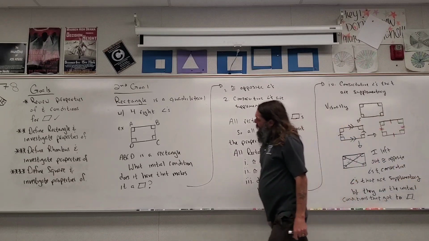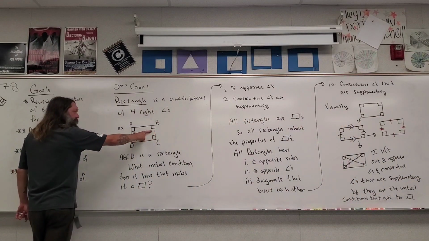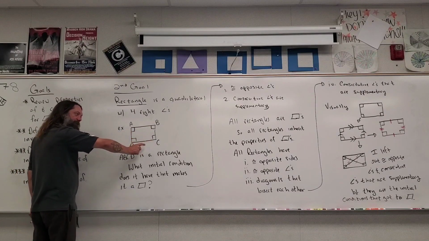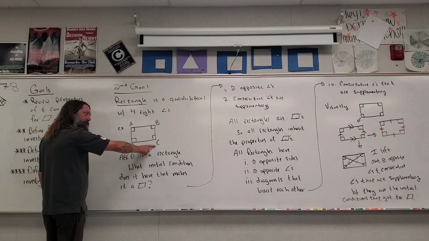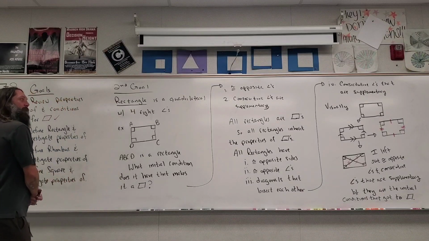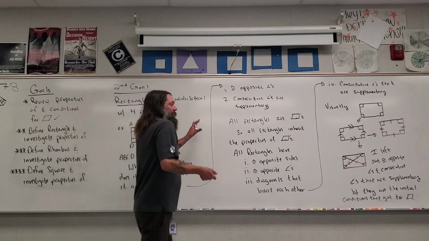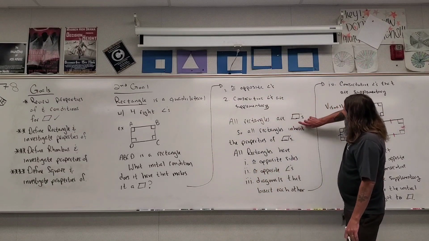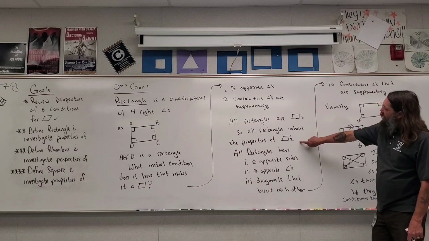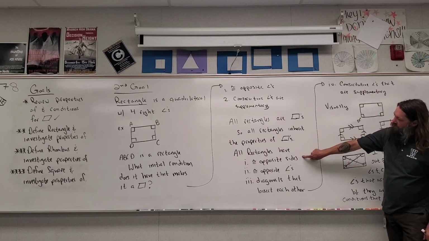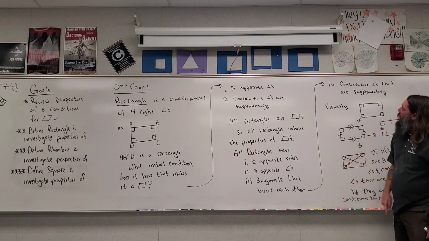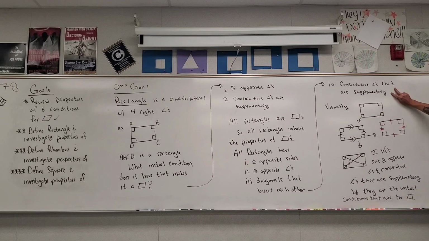So, angle A and angle B add to 180 since they're both 90 degrees. Angle B and angle C add to 180 because they're both 90 degrees. Angle C and angle D add to 180 because they're both 90 degrees. And angle D and angle A add to 180 because they're both 90 degrees. Right? So our rectangle is a parallelogram, and in fact, all rectangles are parallelograms. So all rectangles inherit the properties of parallelograms. All rectangles have congruent opposite sides, congruent opposite angles, diagonals that bisect each other, and consecutive angles that are supplementary.